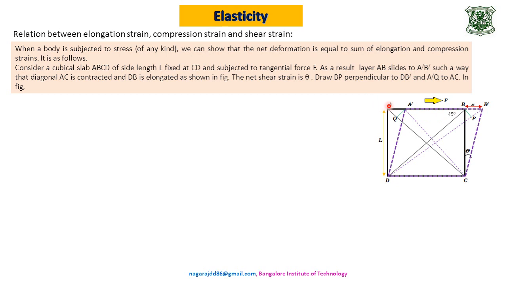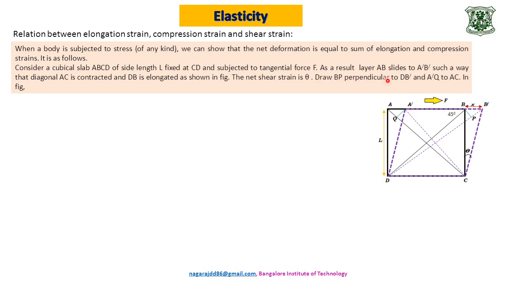As a result, A moves to A dash, B moves to B dash, so that there will be a net elongation of X, or there will be an angle of shear theta. So we have ABCD converted into A dash, B dash, C, D form. Well, let us do small constructions here.